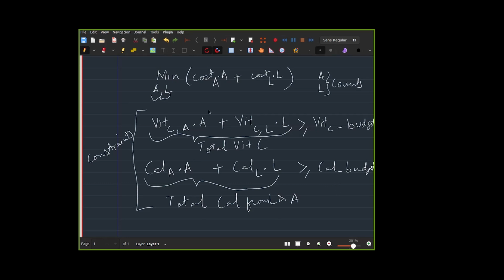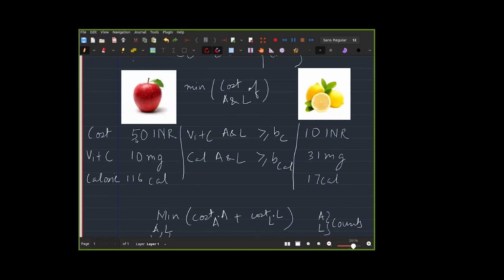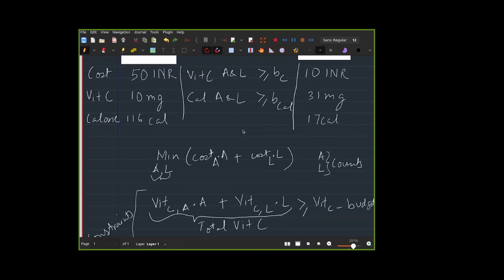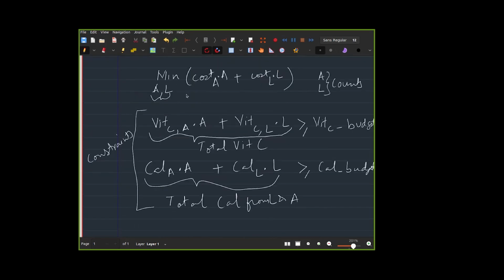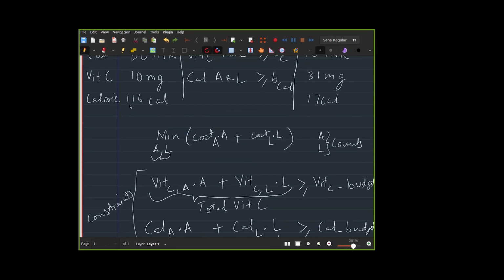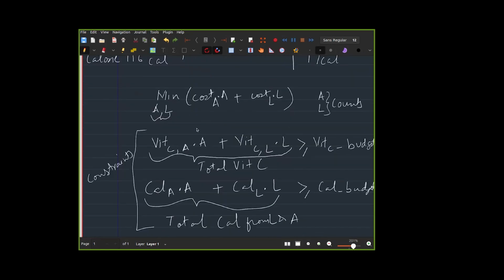And also we know the values, right? We know the cost A, cost L here because we have seen cost is 50 rupees and 10 rupees for apple and lemons. And vitamin C in apple and lemon is also there, which is 10 mg and 31 mg. And then you can also see the calorie, right? Apple has 116 calories and lemon has 17 calories. So basically we know all these values, we just don't know A and L, right?